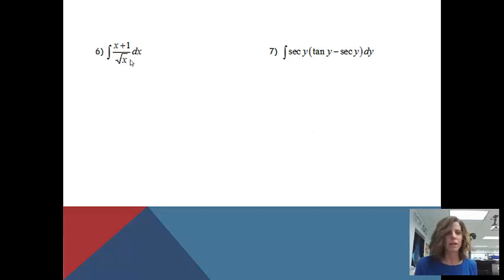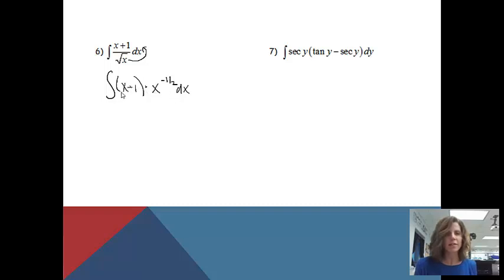Okay, let's try another one. This one looks a little tricky. Again, we don't have any sort of rule if we have division. So what I'm going to do instead is rewrite this. I'm actually going to move that square root of x up top. So I'm going to rewrite this as x plus 1 times, if I move that up top, it is a 1/2 power down below. So when I move it up top, it's going to become a negative 1/2 power. And again, the dx is there to let me know my variable is x.